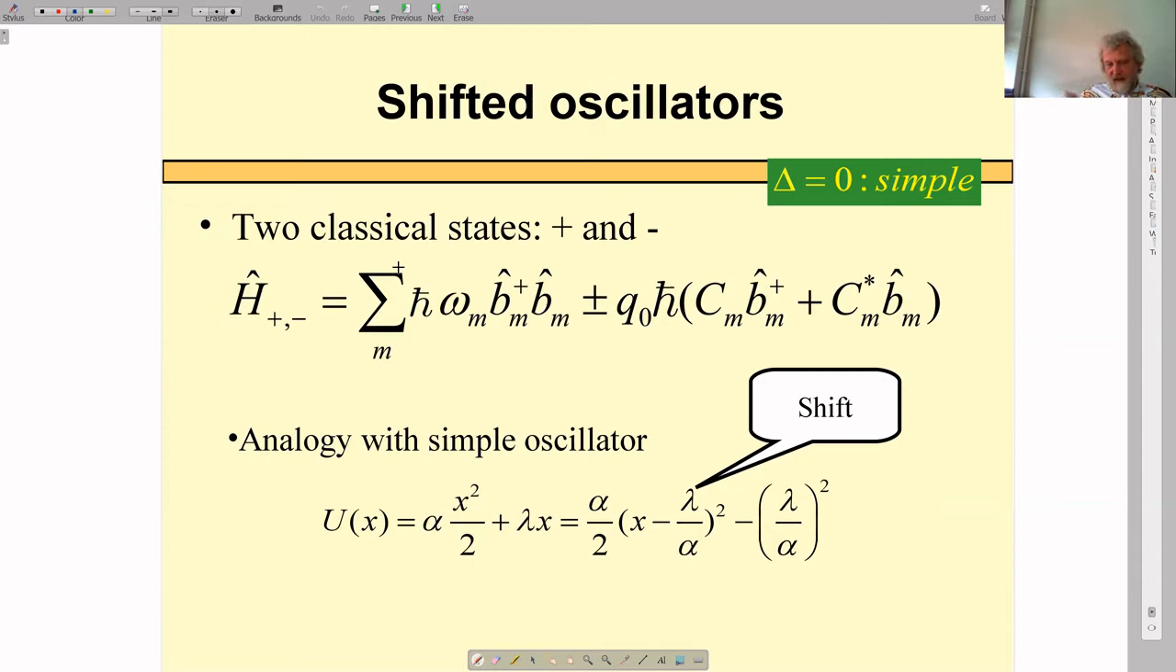Let me formulate a limit I will be working in. Namely, I will assume that the tunneling is much smaller than the other energy parameter in the system, much smaller than the bias. Let me first really go to the limit. Let me first assume that delta is precisely zero. Then the Hamiltonian of the spin-boson model can be solved as a piece of cake.